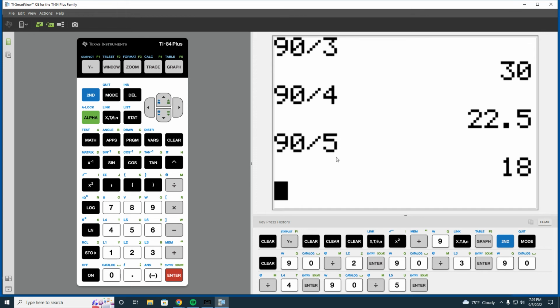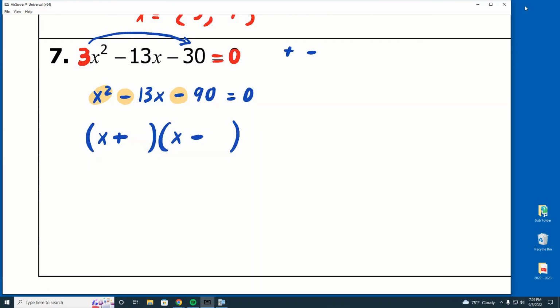18 and 5, sure enough. What's the difference between those two? 13. There it is. It has to be 18 and 5. Now, it does matter which one goes with which, and here's why. Negative has to win the middle sign. So negative has to go with the bigger factor, and the bigger factor here was the 18. Remember, the 5 was smaller. So that negative 18 with that positive 5 is what will allow that to be a negative 30.